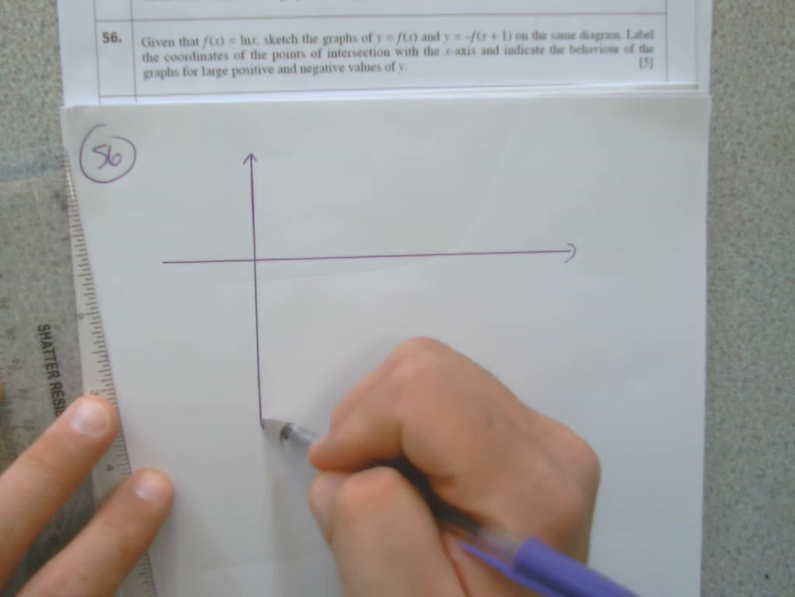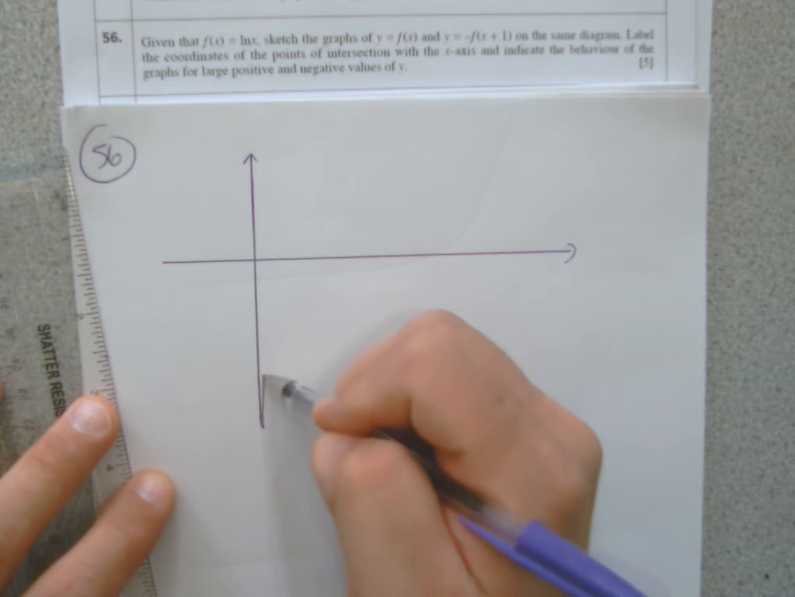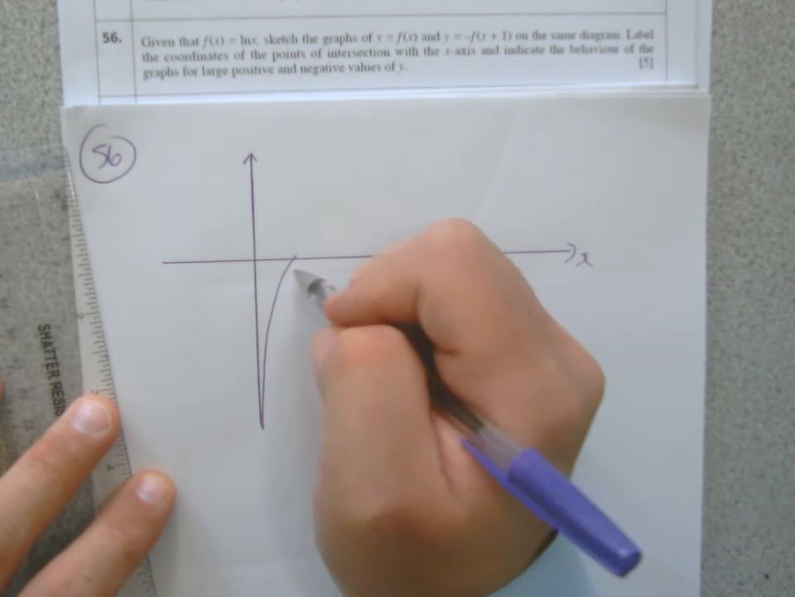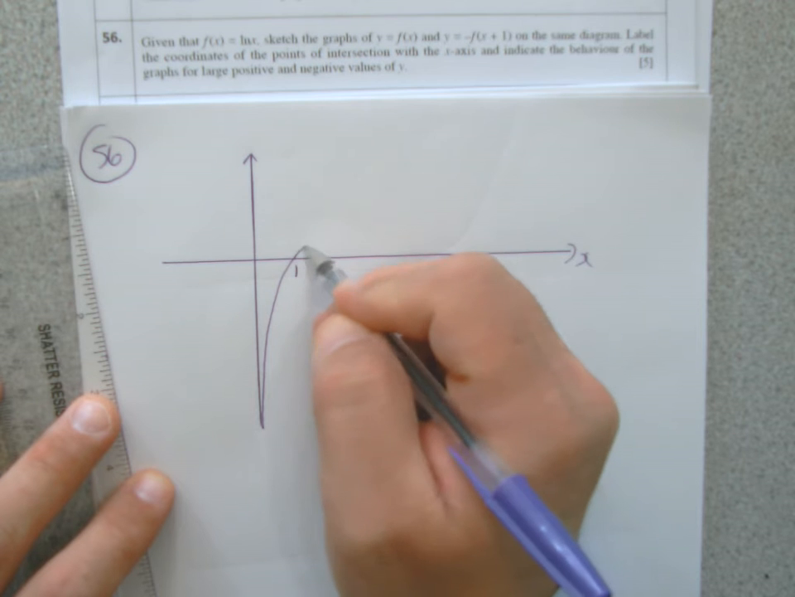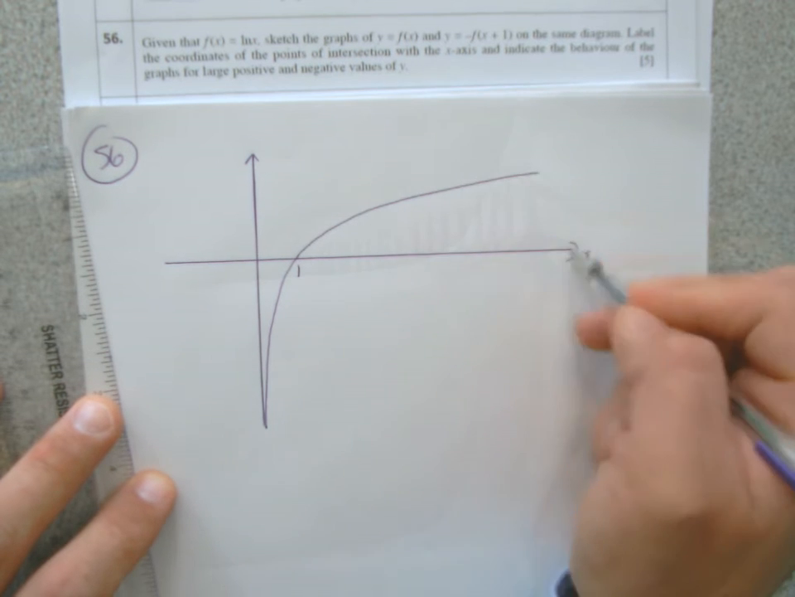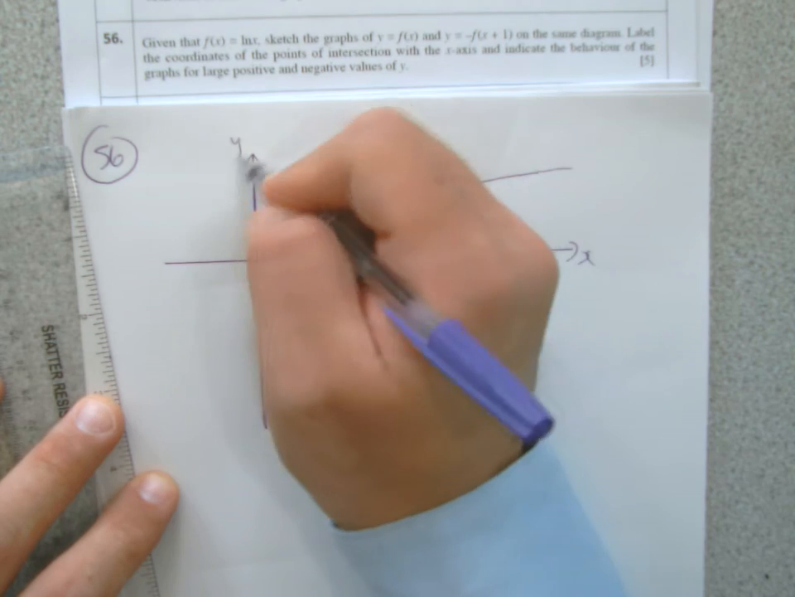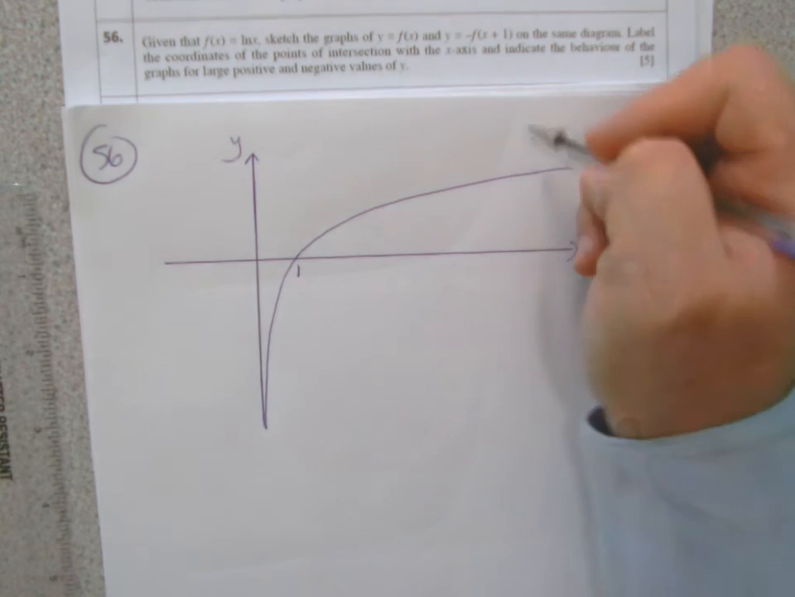The y-axis acts as an asymptote, and then it crosses the x-axis at 1, and then it goes to infinity, but it takes its time to get to infinity. It's quite close to the x-axis, just like e to the x is quite close to the y-axis. So that's y equals f of x there.